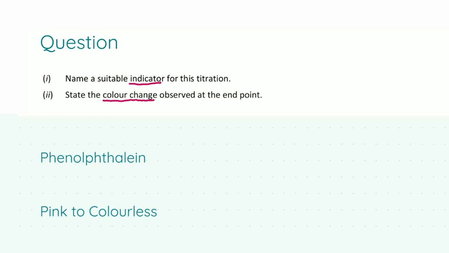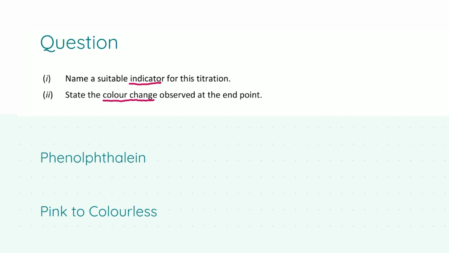Now we'll dive straight into part C. So this question is all about the indicator used. In part A, they're looking for a suitable indicator for this titration. So we know that sodium hydroxide is a strong base, that ethanoic acid is a weak acid. So for any titration or reaction with a strong base and a weak acid, phenolphthalein is always the best indicator to be used.